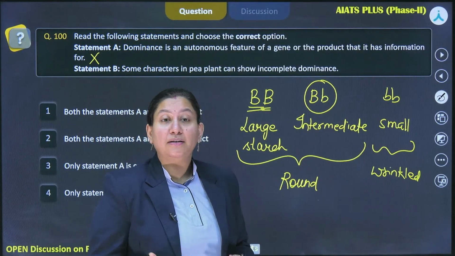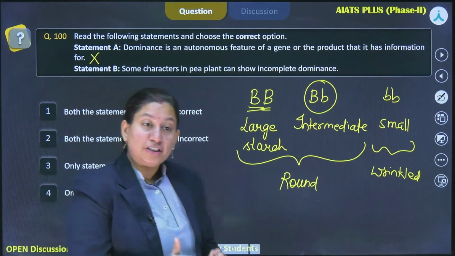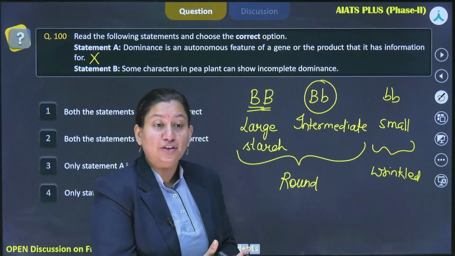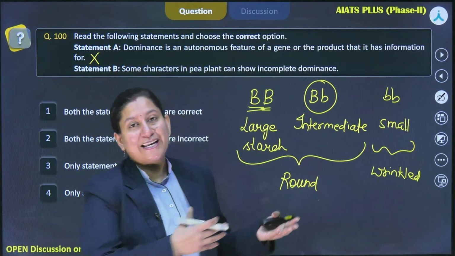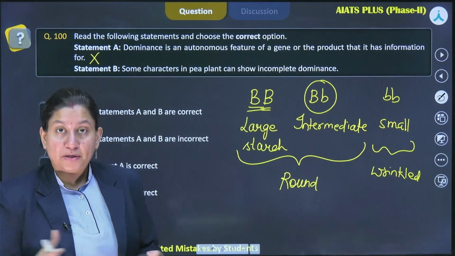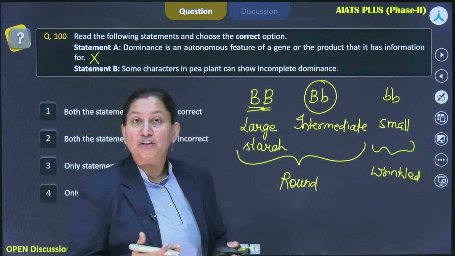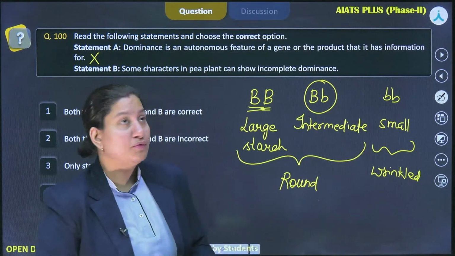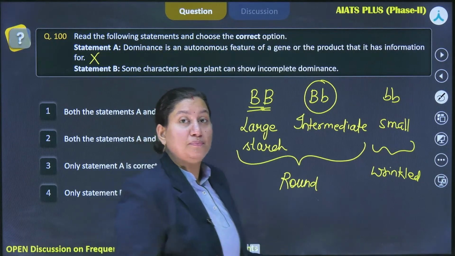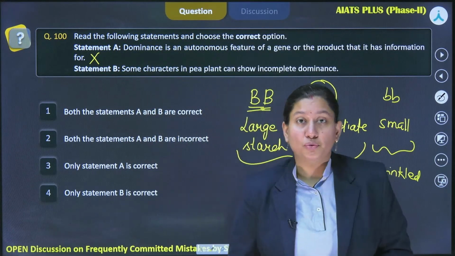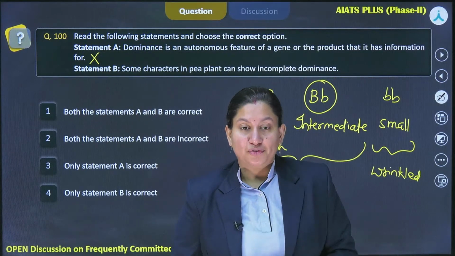Sometimes it's also dependent upon the need of the body. Like for example, at a particular moment of time, energy is needed, so those particular genes which are expressing for the enzymes which are going to carry out the mechanism of aerobic respiration are going to be expressed more. In some other time when it's not needed, it's suppressed. So we are not going to say that dominance is an autonomous feature of a gene, because if the body does not need the expression of those genes, they are going to remain silent, not going to express themselves, right?